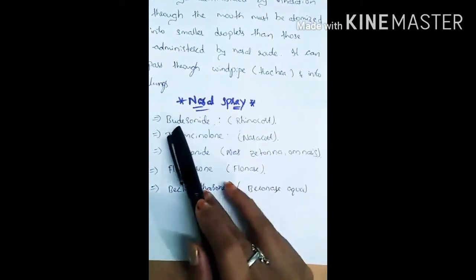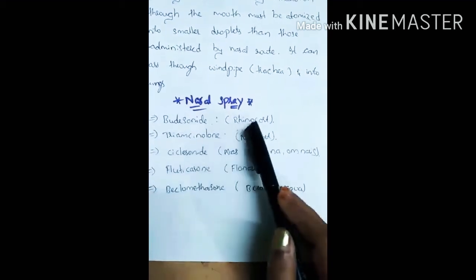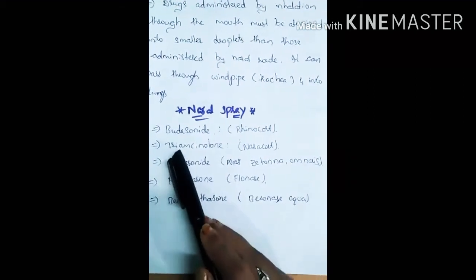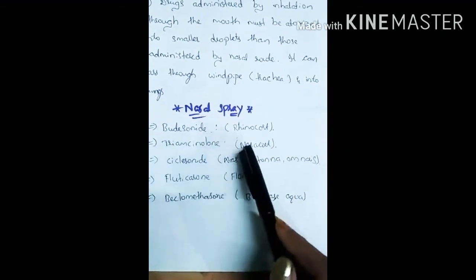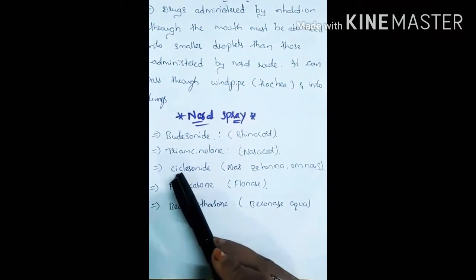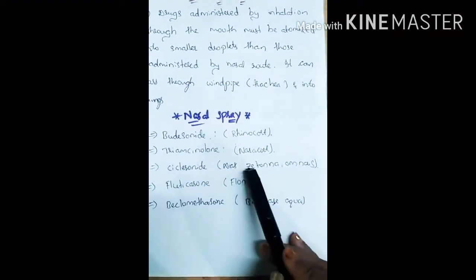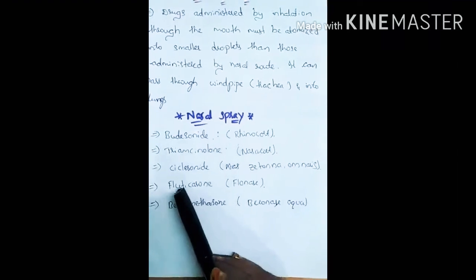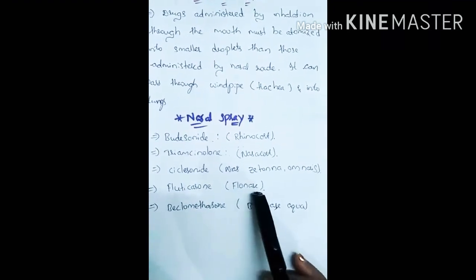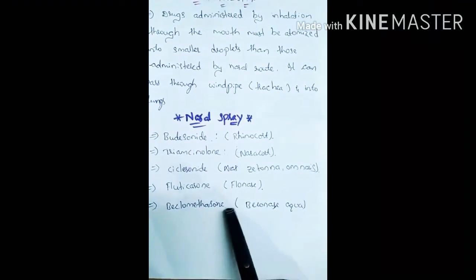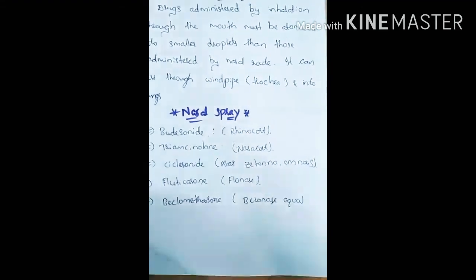Next, the drugs for nasal spray: budesonide, that is Rhinocort; triamcinolone, Nasacort; ciclesonide, Zetonna, Omnaris; fluticasone, Flonase; beclomethasone, Beconase AQ.